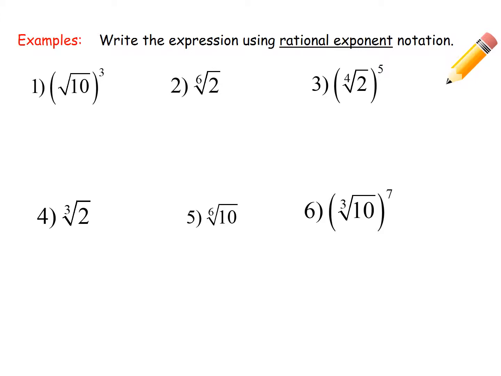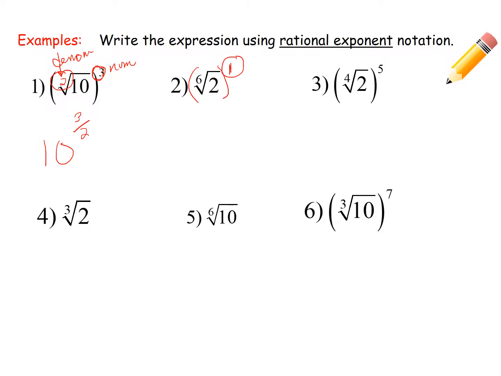Okay, so if there is no index written, like in number 1, we don't have a number here, we assume that it's a 2 for the square root. So we have the square root of 10 all raised to the 3rd. Well, remember, when we convert between the two, this power is the numerator, and this index is the denominator. Okay? So it's going to be 10 raised to a fraction, where 3 is the numerator and the denominator is 2. Okay, if there's no power, we assume that it's 1.